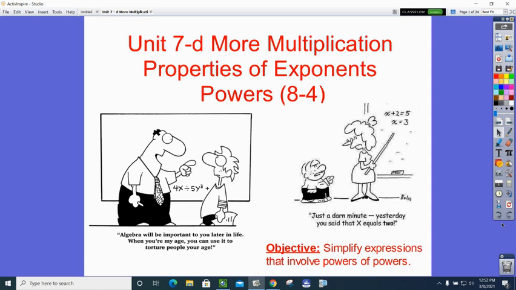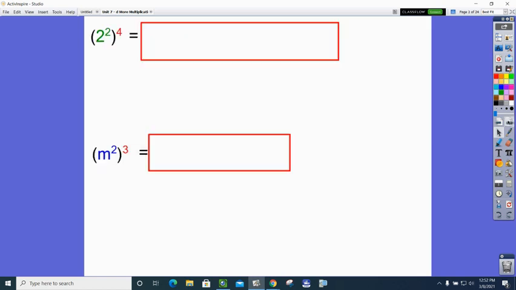So before we move on, I put two little cartoons here just because algebra will be important to you later in life. When you're my age, you can use it to torture people your age. Or just a darn minute. Yesterday you said that x equals 2. Just a couple of algebra jokes for the start of the day.